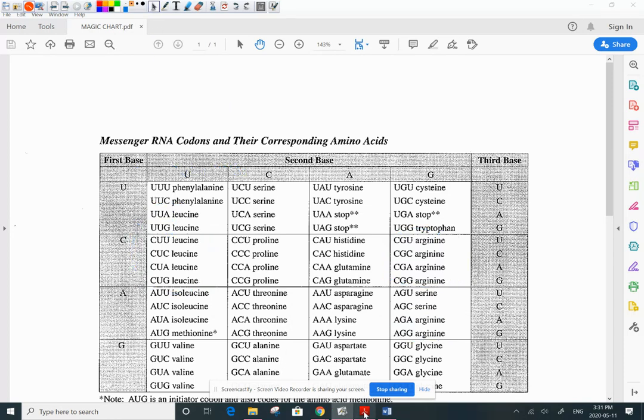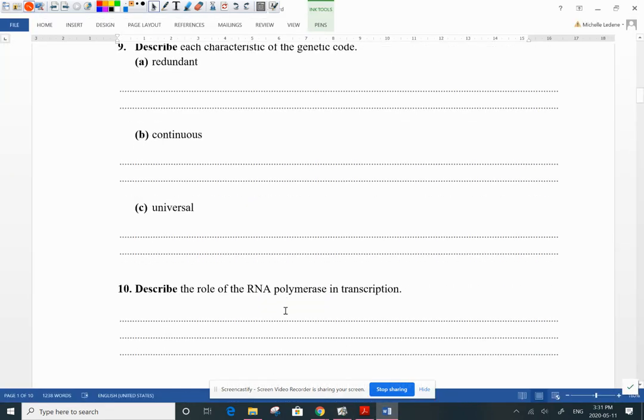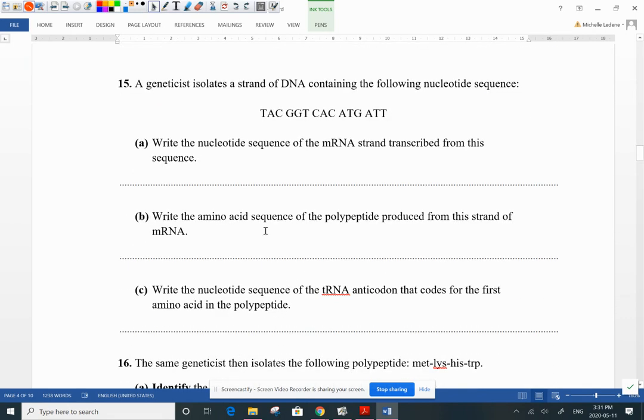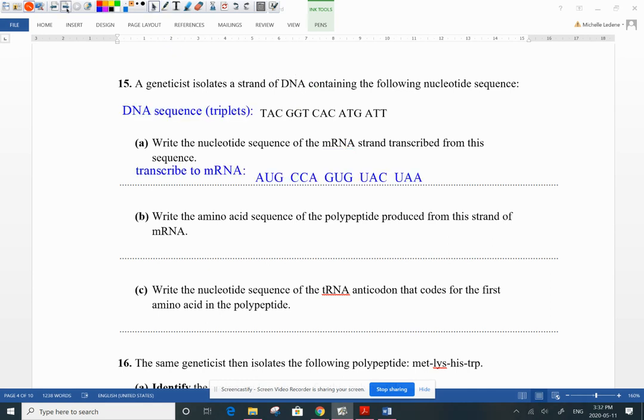Okay, so next up, let's take a look at a couple of questions here, and you can read through here, watch the videos, use your textbook. Here is a DNA sequence. Another word for this is DNA triplets. They've given us the DNA letters, and they're asking us what is the mRNA. So we have to transcribe from our DNA to our mRNA. All we do is use our complementary rule. If it's a T on DNA, it's an A on mRNA. Now remember, there's no T in mRNA, so instead there's going to be a U.